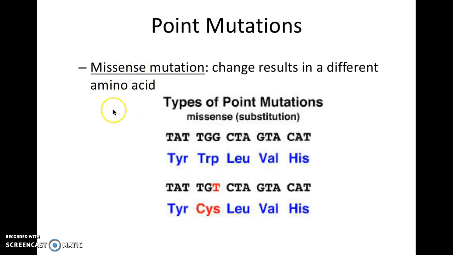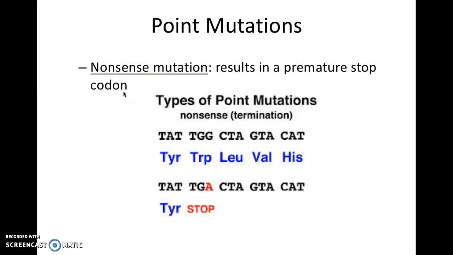A missense mutation results in a different amino acid, but the protein is still mostly the same. Here I changed a G to a T, which changed, I believe this is tryptophan, to cysteine. So a missense mutation is a slight change.